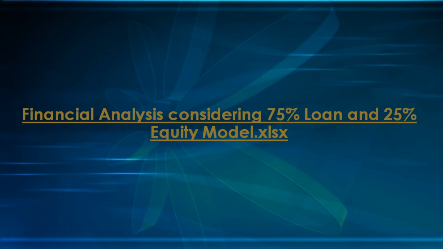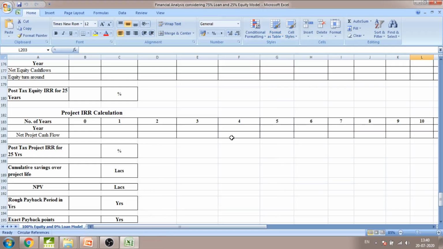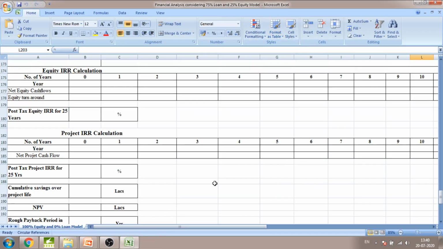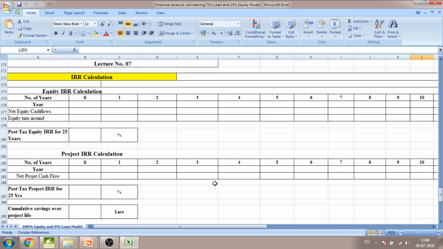In this lecture, we are going to calculate the net present value, internal rate of return and payback period. In the earlier lectures, we have seen the parameters which are required to formulate the Excel sheet. We have also seen the loan repayment schedule, the profit and loss account statement, tax calculation, and debt service coverage ratio.